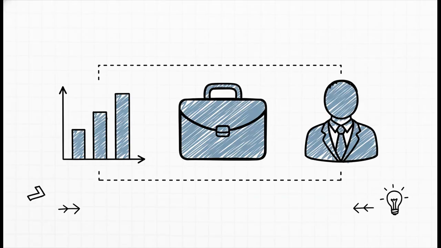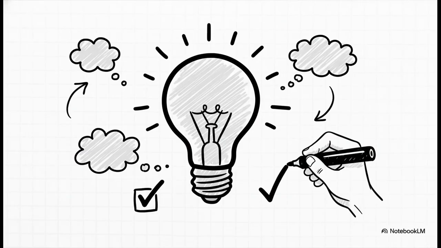First up, classic. This is your go-to for that professional, traditional corporate look. It's clean, it's sharp, it's all business. Next, we have whiteboard. This one's perfect for educational stuff. It gives you that clean, hand-drawn explainer feel that works so well for breaking down complex ideas.